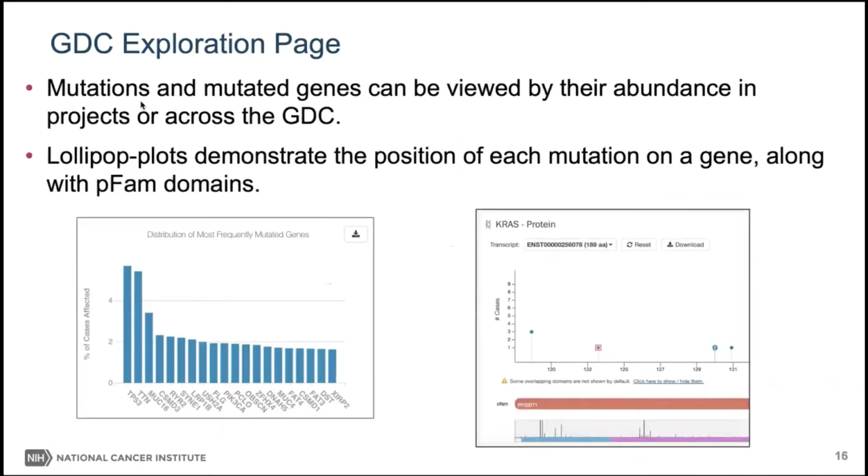There are lots of metrics and features that allow mutations and mutated genes to be viewed by their abundance in projects or across the GDC. I didn't put it on here, but there's a nice survival plot that will show you the survival for the cases associated with your cohort. There are summary plots that show which genes are most frequently mutated, as seen on the left here. And there are lollipop plots that demonstrate the position of each mutation on a gene along with the Pfam domains, which are just ways to annotate certain structural or functional areas on a polypeptide chain.